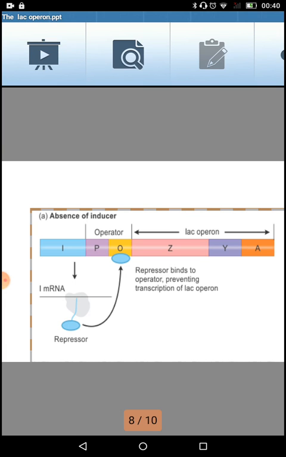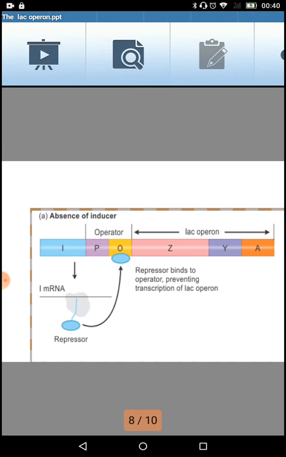Remember, the operon can be switched on when we put an inducer in the form of lactose. Thus, the repressor will be bound to it and it will not go and attach itself to the operator, and the whole of the operon will be functional.